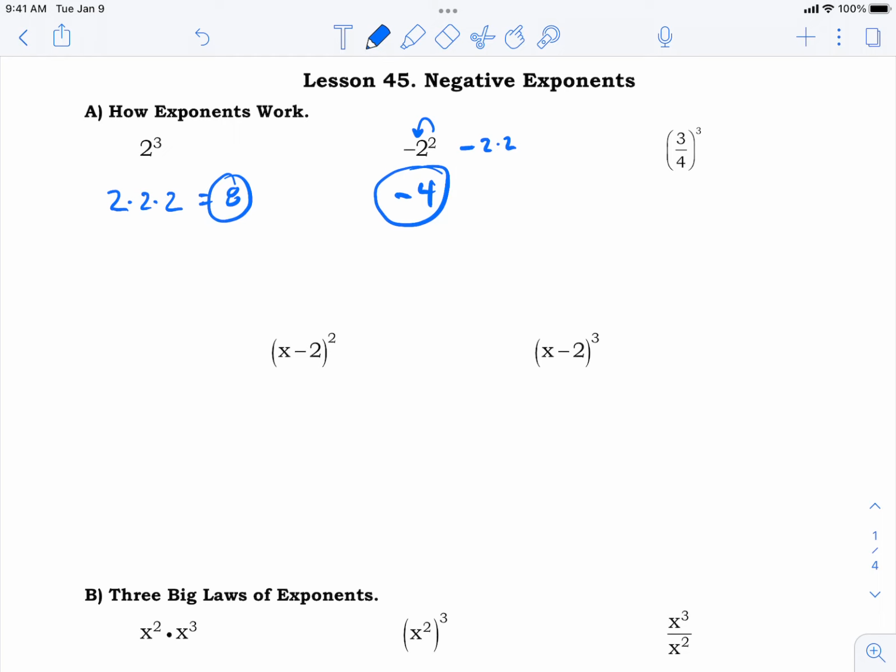Okay, what's this one? 3/4 cubed. Well, literally it means make 3 copies of the 3/4 and multiply them all out. And so the net effect is you've got 3 times 3 times 3 on the top, that's 27. 4 times 4 times 4 on the bottom, that's 64. So that's 27/64.